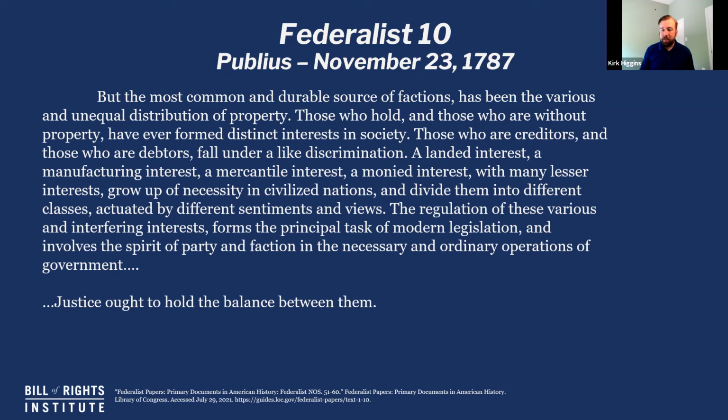He's talking about landed interests. Look, this is a practical example. He's saying we all have different choices. We all have this liberty to make choices. And one of the things that comes about is the unequal distribution of property.